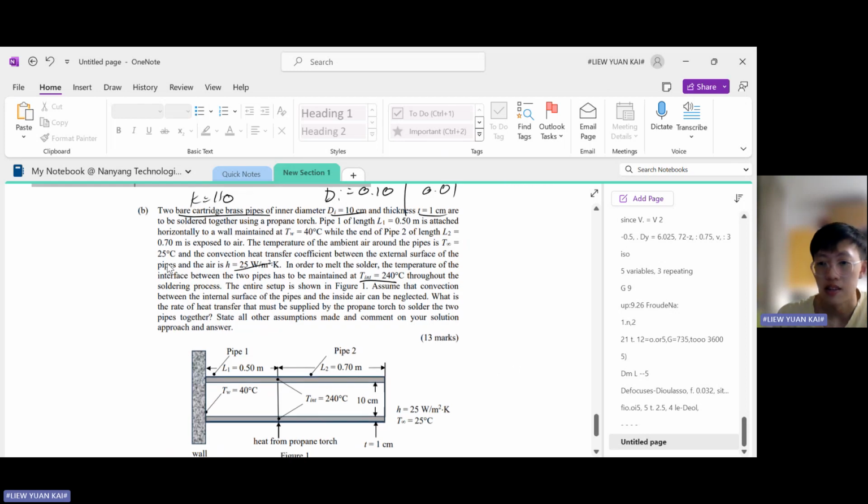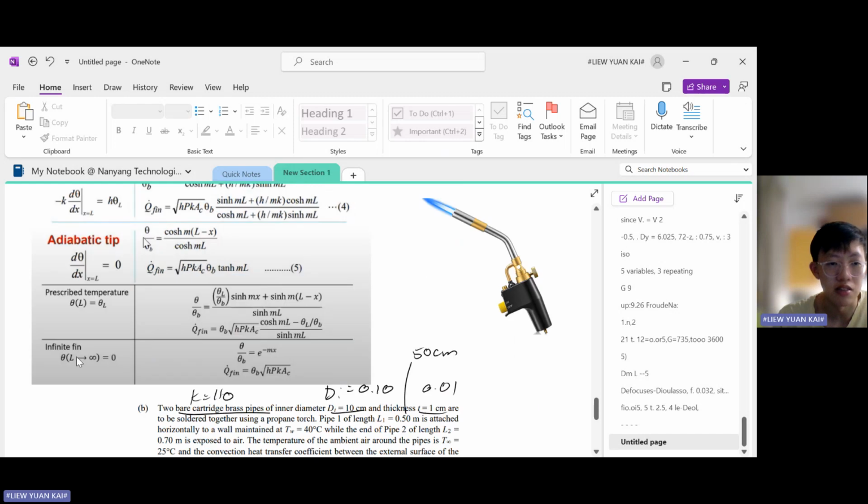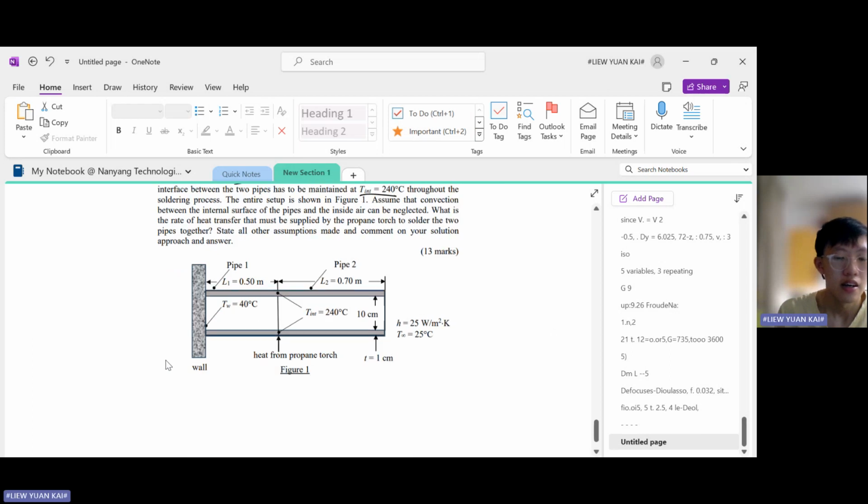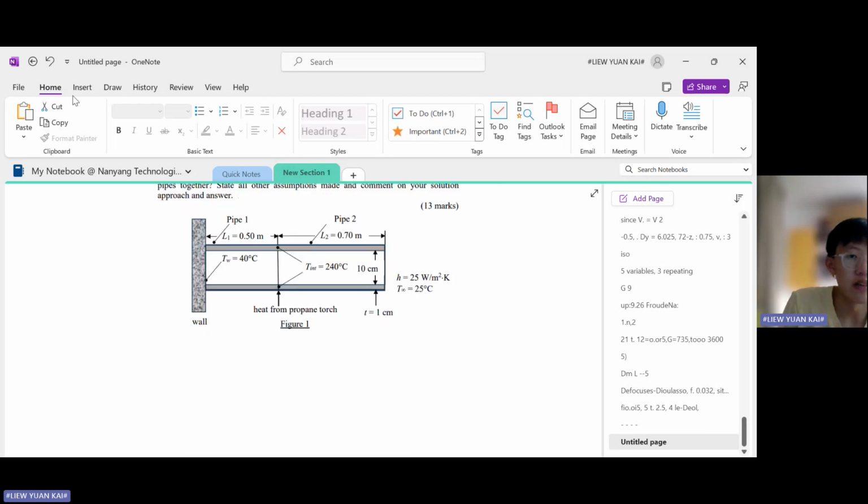So the first choice of approximation is to use the infinite fin formulas, to approximate all the pipes as infinite fins. Because look at the infinite fin formulas. These are very simple, elegant formulas, very small, very clean, very neat. So we're going to check if the pipes satisfy some condition in order for us to approximate them as infinitely long fins. So let's check, and the way to check is by doing this test.